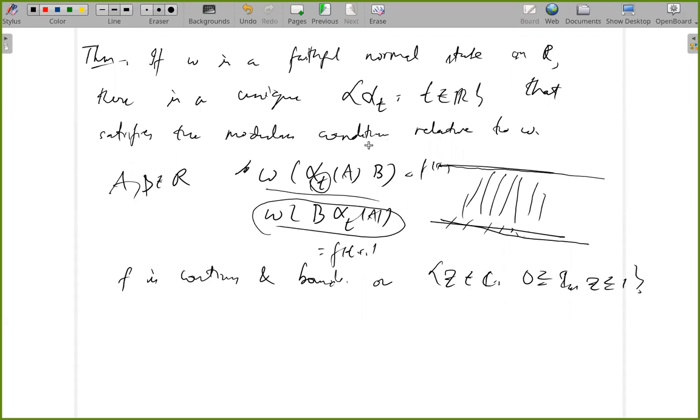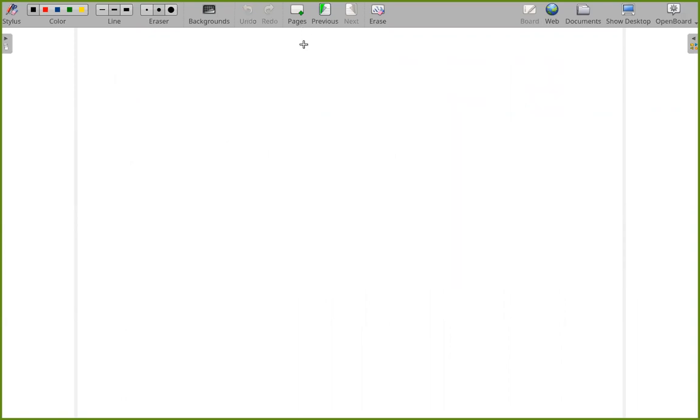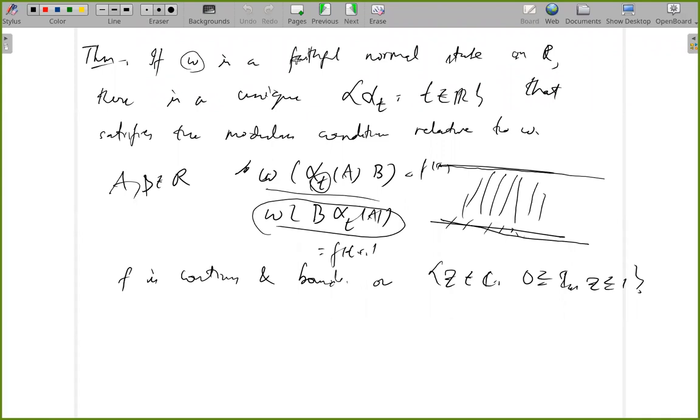So the assertion is that this modular condition is so strong that it intimately ties omega and this one parameter automorphism group. The only thing that can satisfy the modular condition is the modular automorphism group. And in order to show that, the Fourier transform makes an appearance. That's why we had taken a step back. It looks a bit surprising at first glance why someone would think of the Fourier transform. But the mantra to keep in mind is that anytime you have a one parameter group, there is a Fourier transform lurking there.